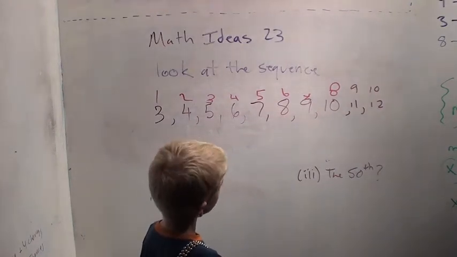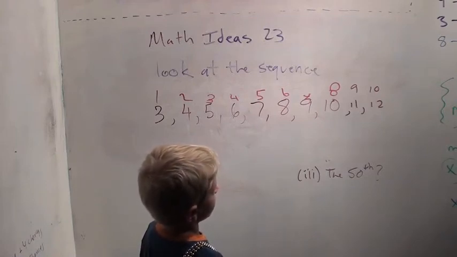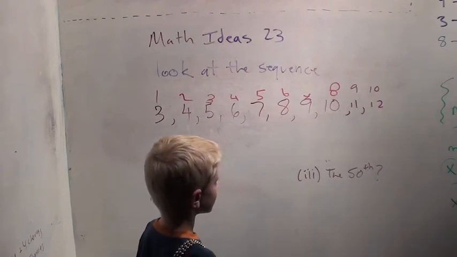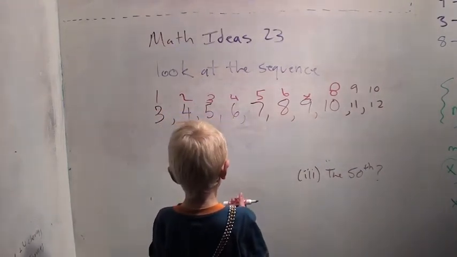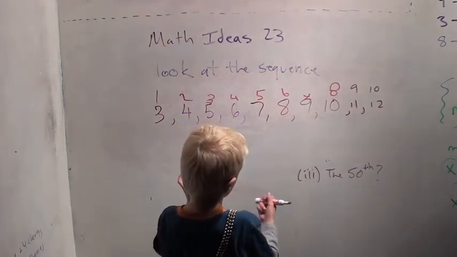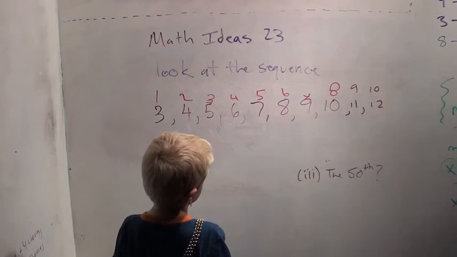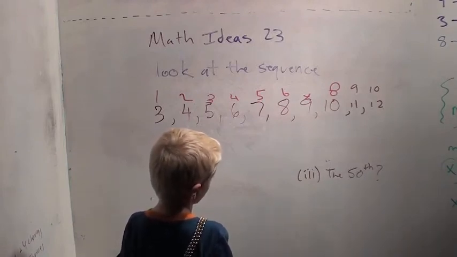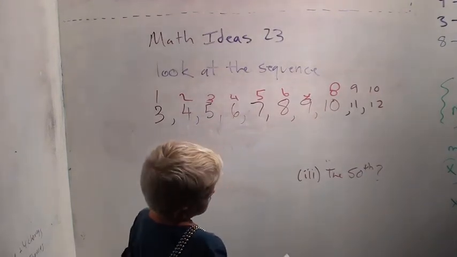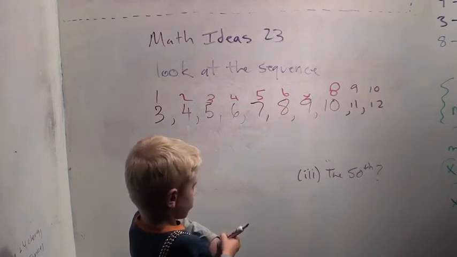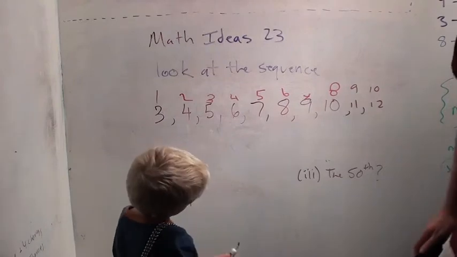So what do you think the 50th term is going to be? 52. How'd you figure that out? Because the term was always 2 ahead from the term number. So what would be the 100th term? 102. All right. What would be the 23rd term? 25. Okay. All right. So let's do one more of these, okay?